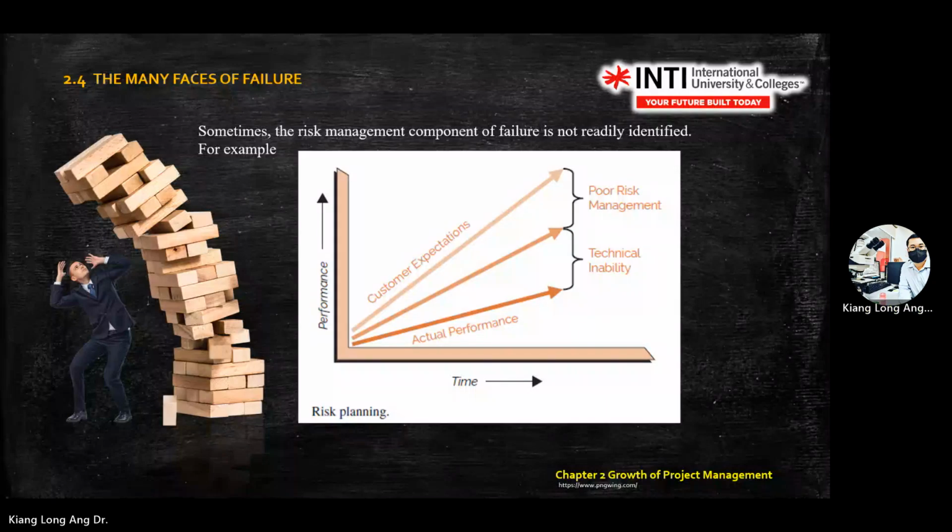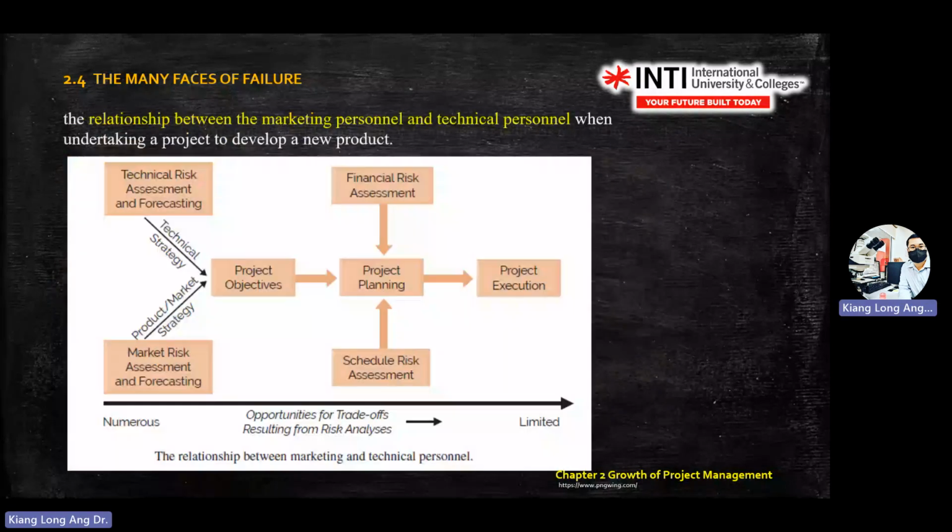Okay, just now we stopped at this chart. Next, we look at the relationship between marketing and technical personnel. So you have the x-axis, which means the opportunity for trade-off is limited. You have a technical risk assessment, the technical side here, and marketing here. They also do risk management. You have technical risk management and market risk management here.